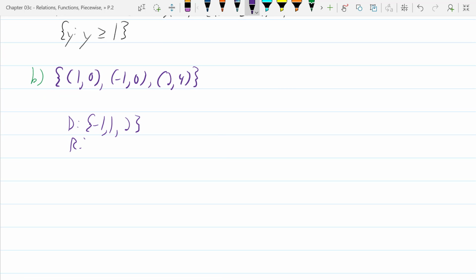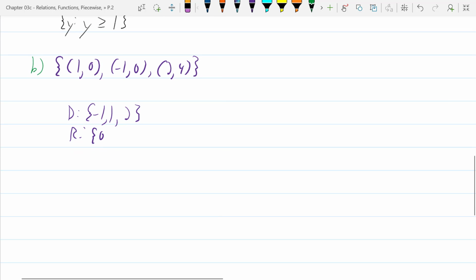So that's going to be 0 and 4. And no, we don't repeat range values. Even though there are two zeros present, I just list it once.